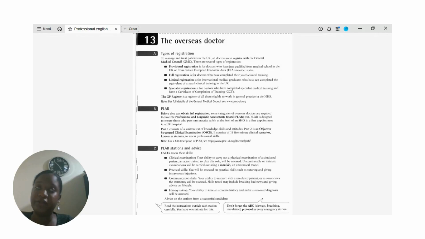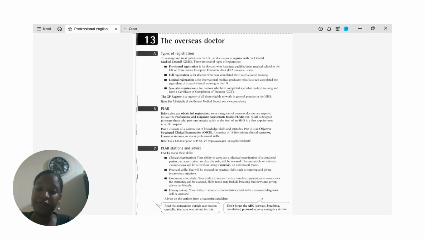Two, the full registration is for doctors who have completed one year of clinical training. Three, limited registration is for international medical graduates who have not completed the equivalent of a year of clinical training in the UK. And the last one is specialist registration. It's for doctors who have completed specialist medical training and have a certificate of completion of training (CCT). The GP register is a register of all those eligible to work in general practice in the NHS.